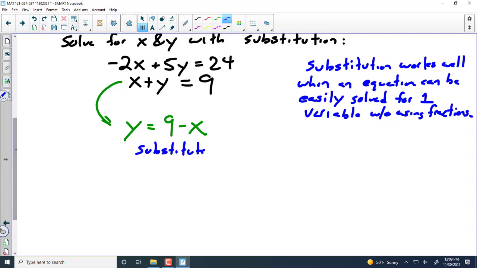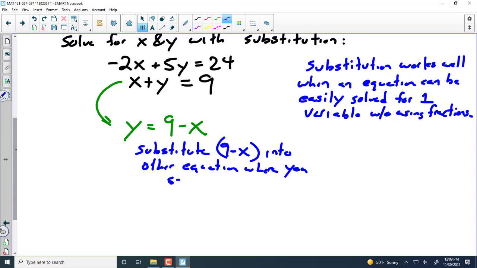Substitute 9 minus x into the other equation where you see y. Now you substitute that 9 minus x in parentheses into the other equation wherever you see y. Looks like this.